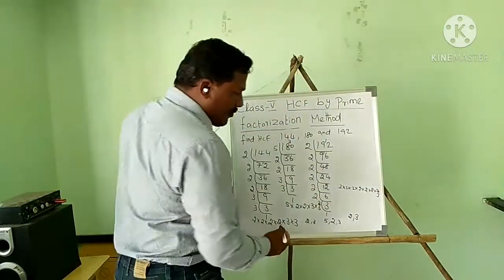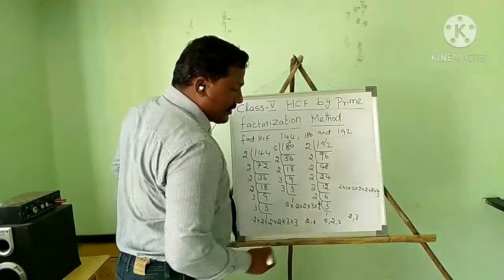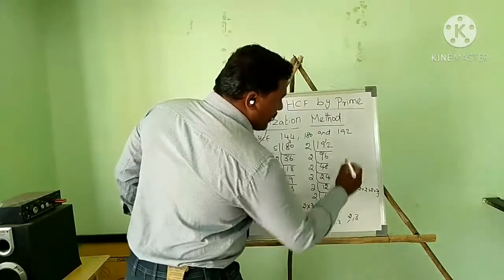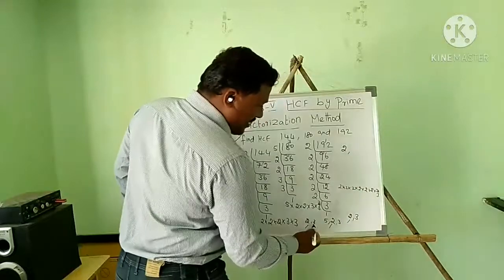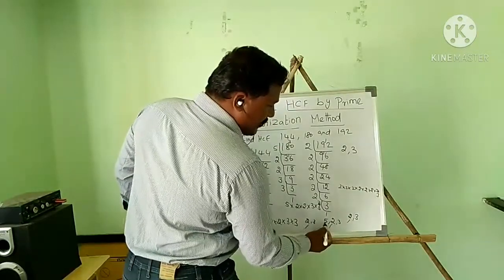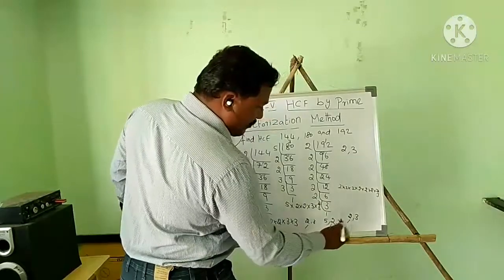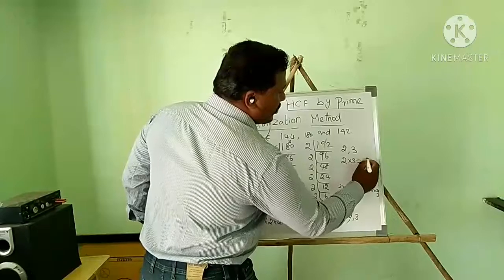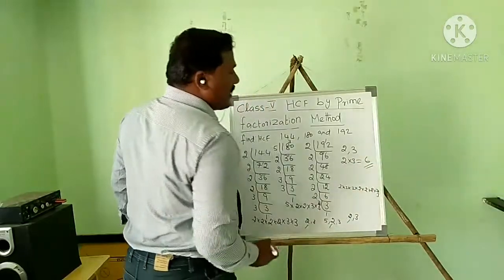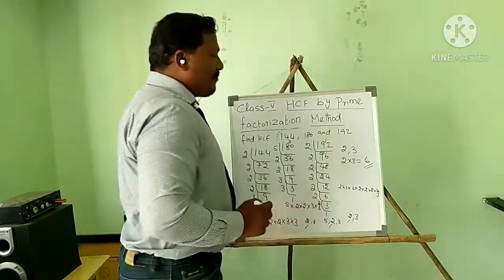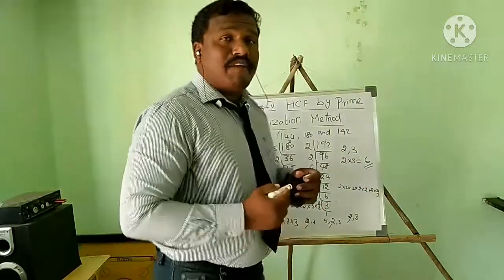Okay. Now we have to find out the common factors. Here 2, here 2, here 2. Okay. So I will write here 2, here 3, here 3, here 3. Okay. Then here 5. There is no 5 here. Okay. So these are the common factors. So 2 into 3 is equal to 6. So 6 is the common factor of these numbers. So I found the answer using the prime factorization method.